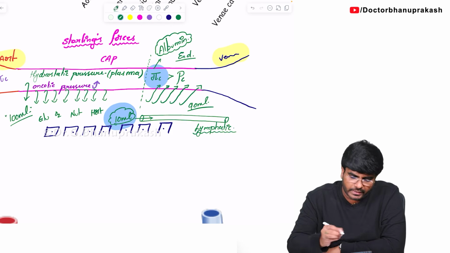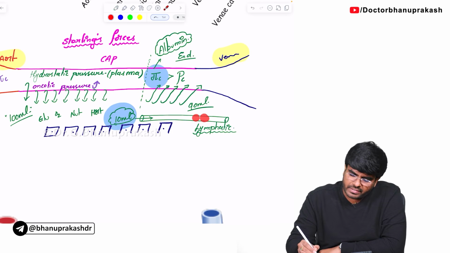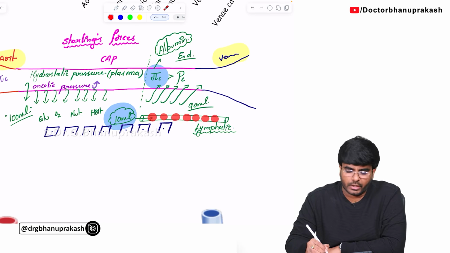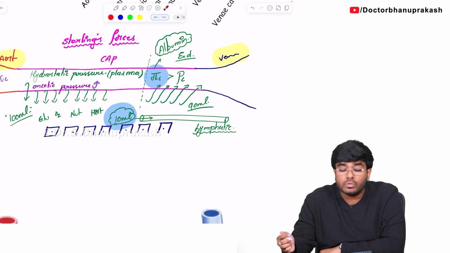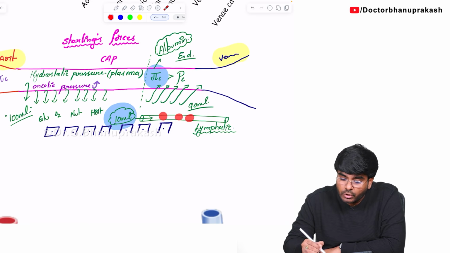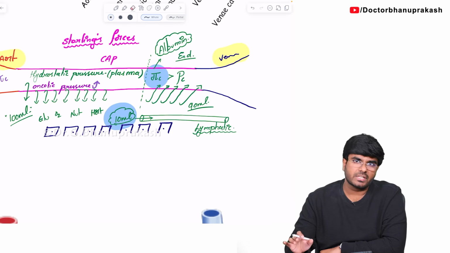Now, let's say for some reason this lymphatic vessel is obstructed. Whenever the lymphatic vessels are obstructed, do you think this leftover fluid is removed? No, the 10 ml is not removed. The 10 will become 20, and 20 will become 200 within some time. So lymphatic obstruction can also lead to edema, which is called lymphedema.